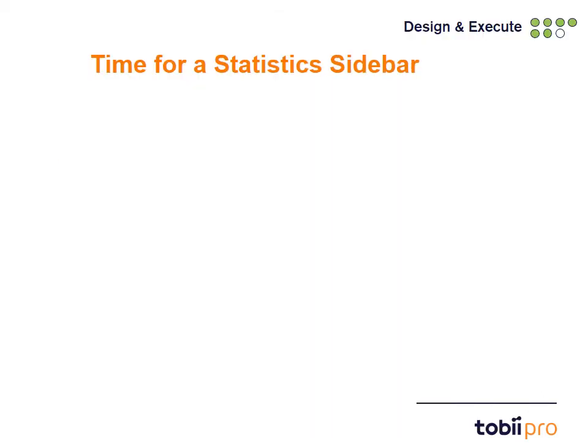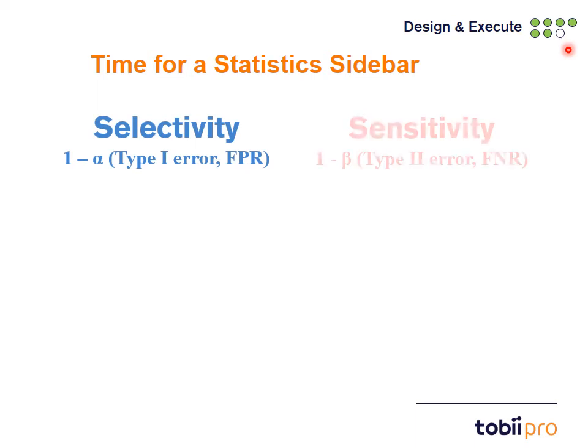So, staying on the subject of designing stimuli, we're going to make a segue into the analysis of visual behavior on the stimuli. So let's take time out for a short statistics sidebar and take a look at two topics. The two topics of interest here are selectivity and sensitivity. Selectivity can be written as 1 minus alpha, the type 1 error, or false positive rate. And sensitivity can be written as 1 minus beta, or the type 2 error, or false negative rate.